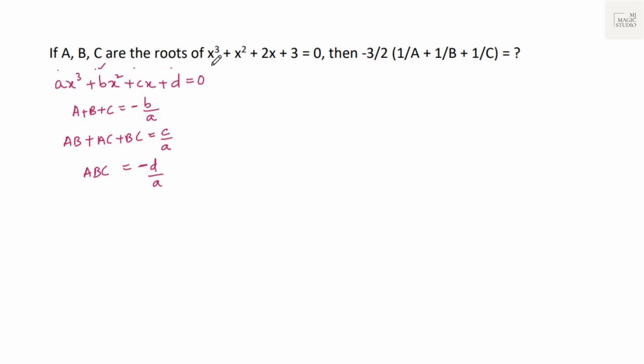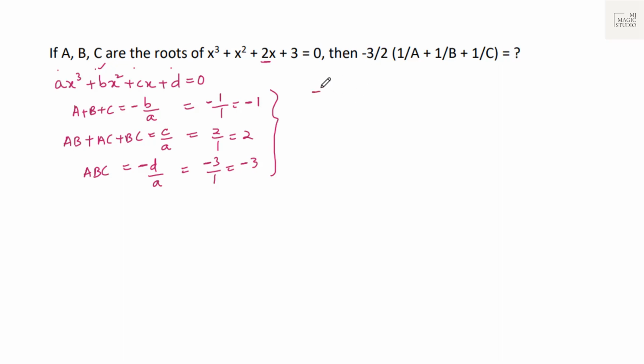Now here, what is a plus b plus c? Minus b by a, that will be minus 1 by 1, that is minus 1. ab plus ac plus bc is c by a, that is 2 by 1, that is 2, and product of the roots is minus d by a, minus 3 by 1, that is minus 3. These values we have calculated.